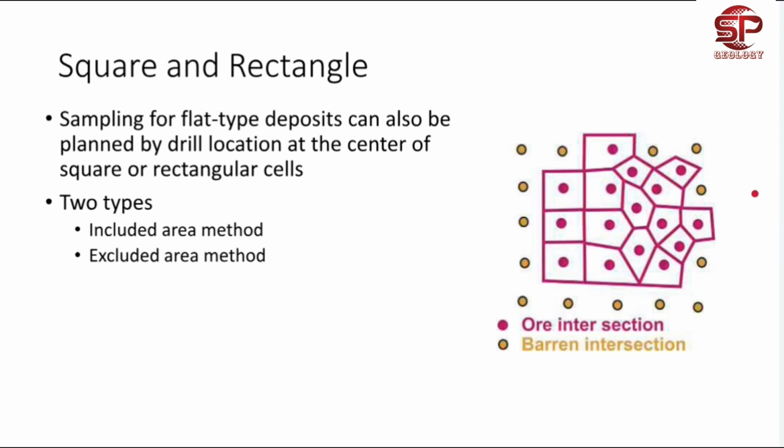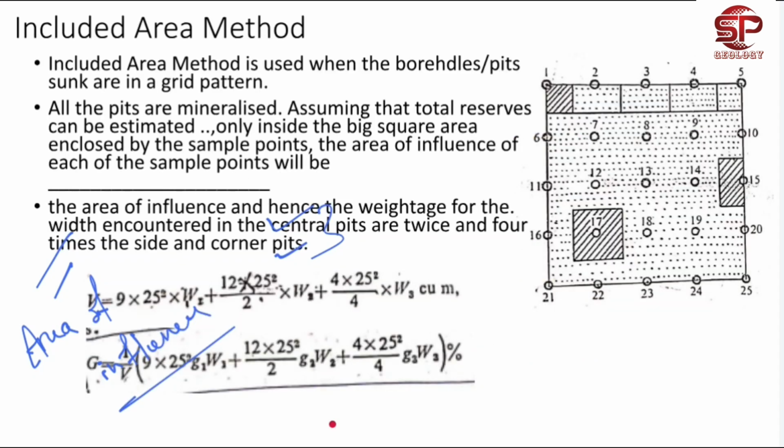Next, the square and rectangle method. In this method, there are two types: included area and excluded area. Now we will go to the previous year question and do this. So included area method and excluded area method. It is nothing but the area of influence. We have taken the area of influence. So here it is the included area method.